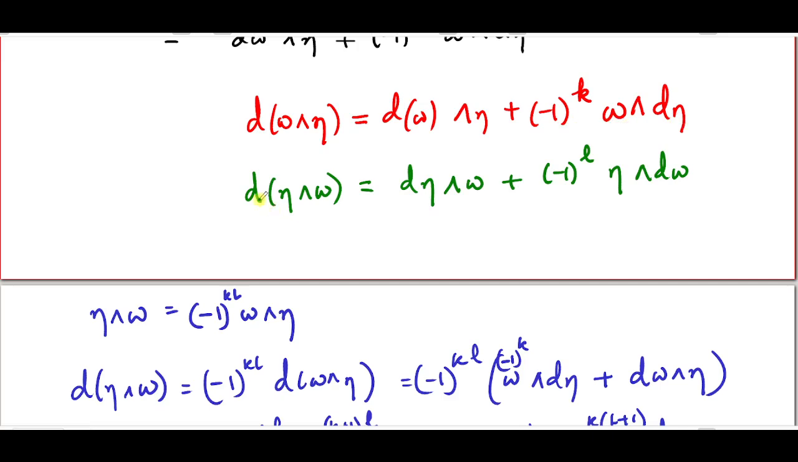In this expression, d acts on eta directly, so no sign for this. But when d goes and hits omega, it has to jump across eta, which is an l form. L coordinate basis one forms are sitting there, and that gives you a factor of minus 1 to the l when d jumps across all of them. This is just a good way to remember this result.